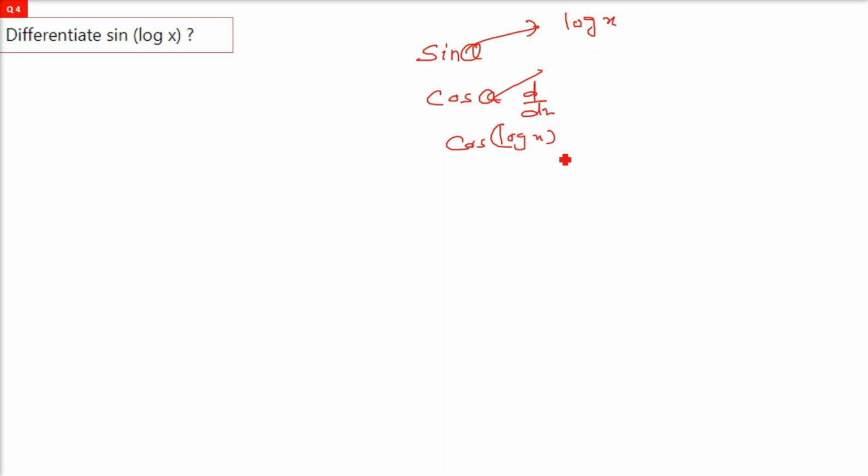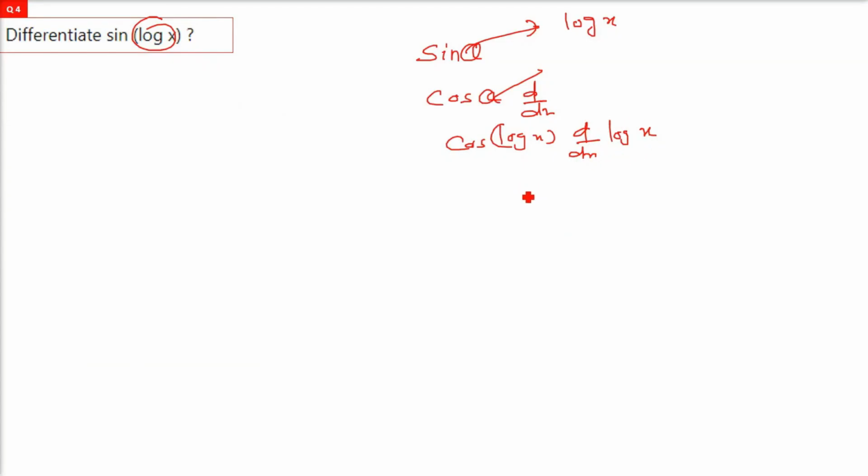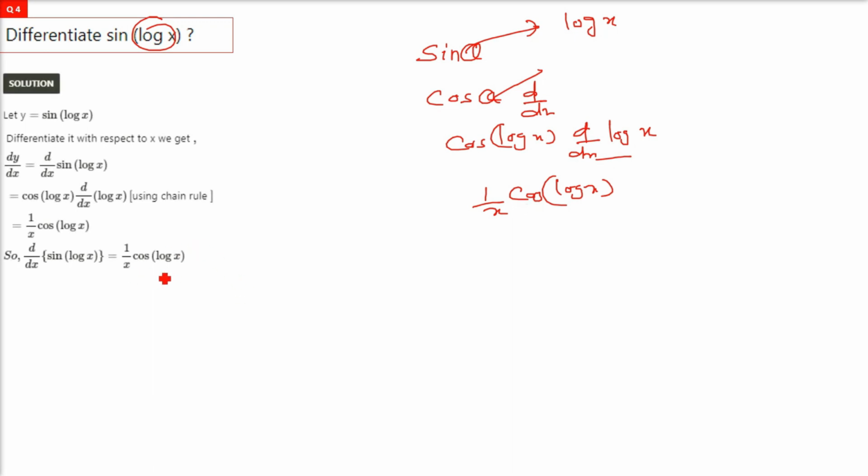You will keep on differentiating until nothing is left. So d by dx of log x is going to be what? Log x differentiation is 1 by x. You can see the standard result also here. The 12th one I am showing you, this 12th and 15th, because if the base is e or the base is a, it behaves differently. So cos log x times d by dx of log x, which is 1 by x, and that is going to be your final result.